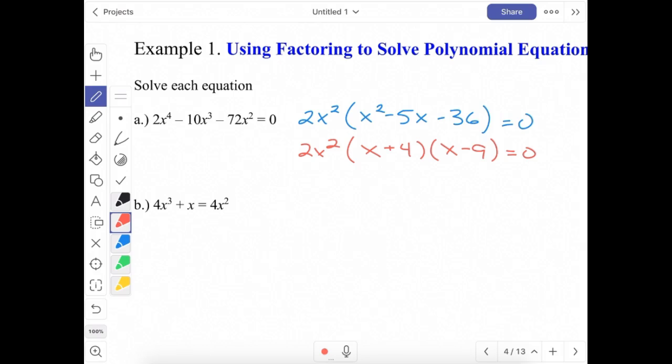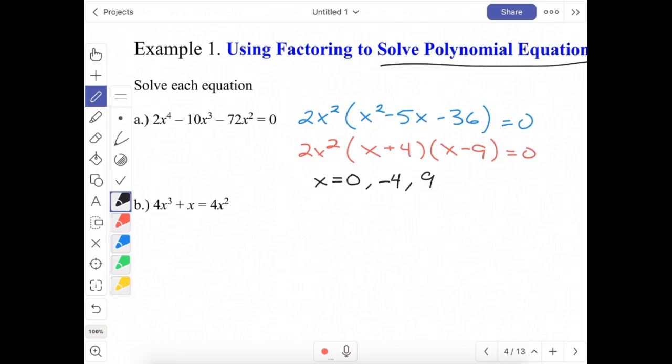So if we're solving this completely, which is what we'll be doing if we are solving these polynomial equations, we have 2x squared is equal to 0, divide by 2, and take the square root. We know that anything out front with an x, that's going to be x equals 0. X plus 4 equals 0, subtract 4, x equals negative 4. X minus 9 equals 0, add 9 to both sides, x equals 9.